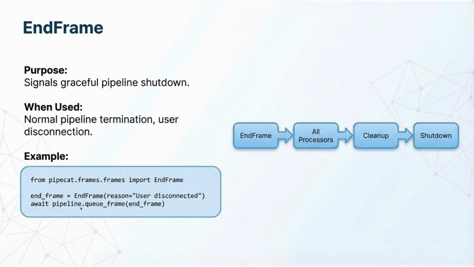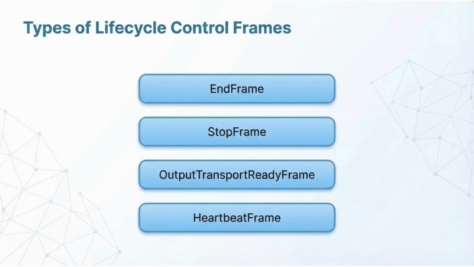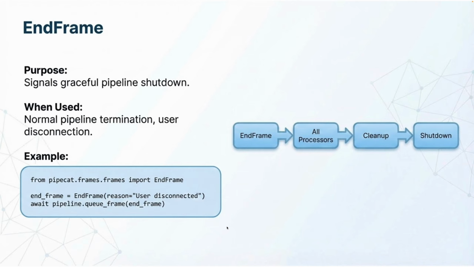Now we use queue frame. All these life cycle control frames, along with the start frame, are coming from an external system. That's why we always queue them, using the pipeline task. So pipeline task dot queue frame and the frame. This is how we queue them. This distinction between queue frame and push frame is something that we are going to discuss in detail when we are discussing pipelines.